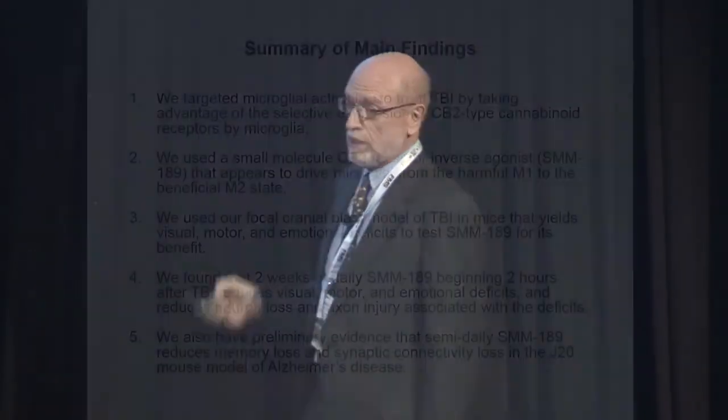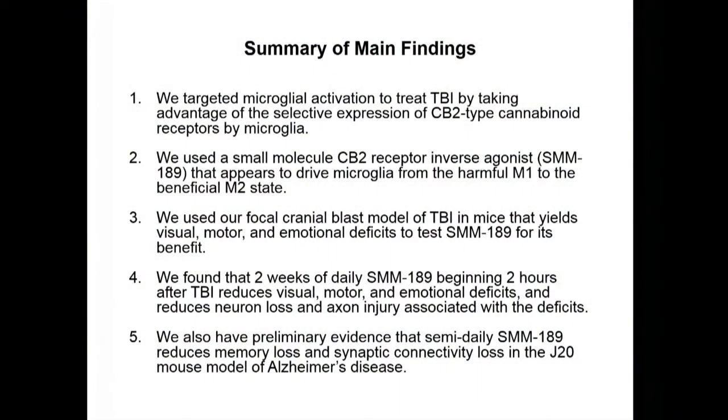We use a focal cranial blast model, so only a small part of the closed skull. The skull is closed, the skin is intact, the animal gets shaved, and we put a high-pressure air blast against the side of the animal's head to produce traumatic brain injury. That results in a lot of functional outcomes and neuropathological outcomes that resemble what you get in mild traumatic brain injury in people, including visual, motor, and emotional deficits.